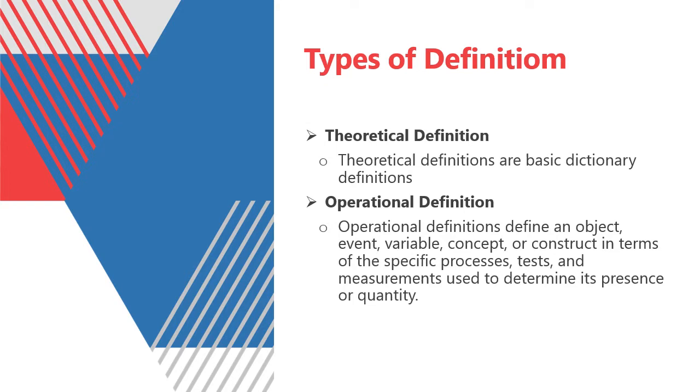The other one is the operational definition. Operational definitions define an object, event, variable, concept, or construct in terms of specific processes, tests, and measurements used to determine its presence or quantity. Operational definition transforms theoretical definition into observable events. This is because an operational definition states which characteristic will be measured in the assignment of a value to the concept or construct under study. Operational definitions form the basis for the research question, hypothesis, and the theories associated with the research.